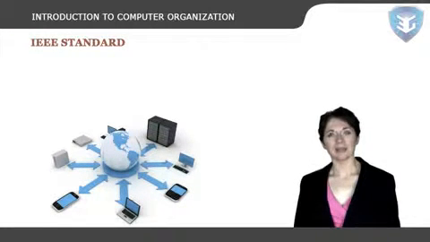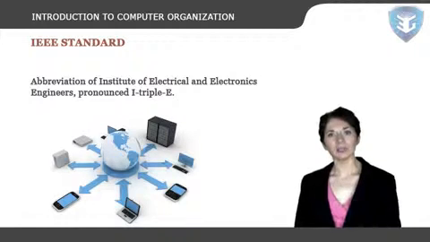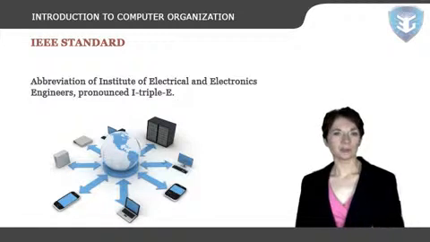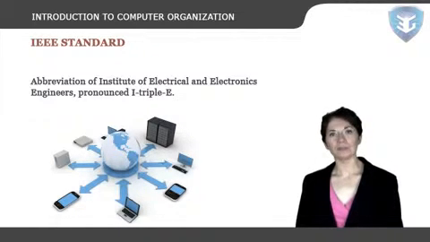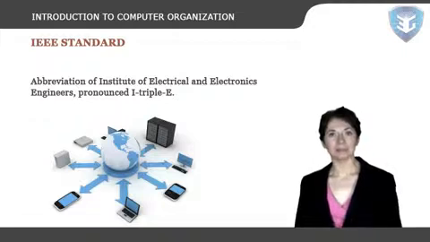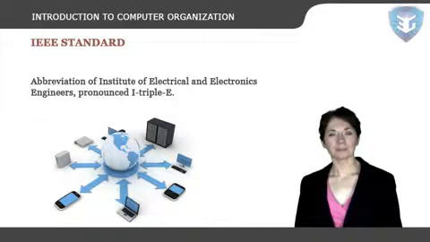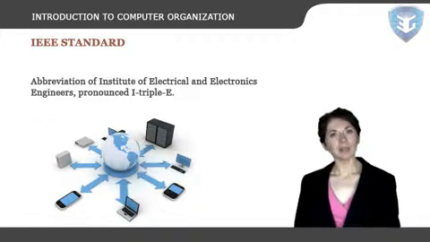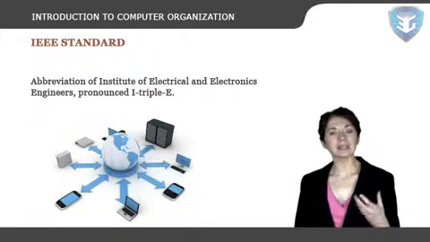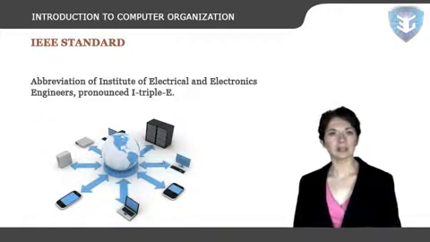Let's now understand the IEEE standard, abbreviation of the Institute of Electrical and Electronics Engineers, pronounced I-triple-E. Founded in 1884 as the AIEE, the IEEE was formed in 1963 when AIEE merged with IRE. IEEE is an organization composed of engineers, scientists, and students. The IEEE is best known for developing standards for the computer and electronics industry.